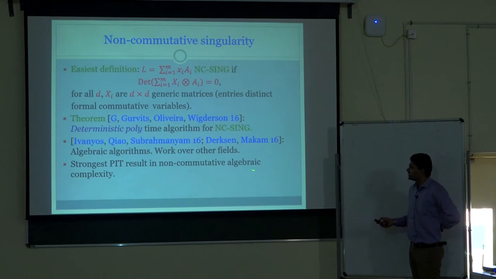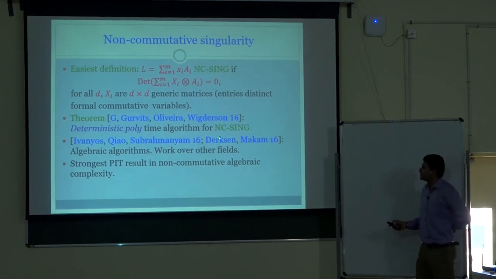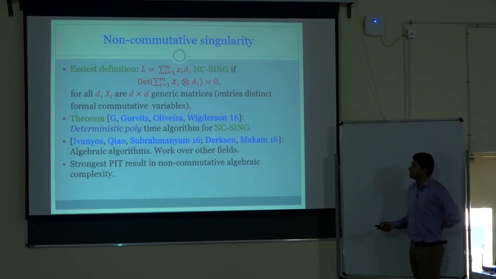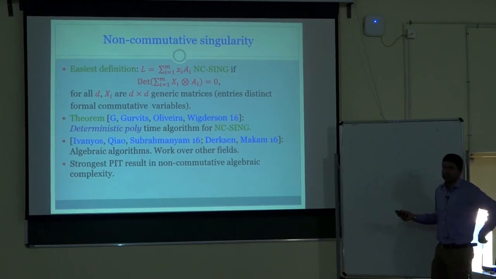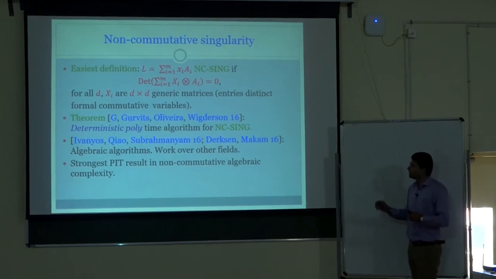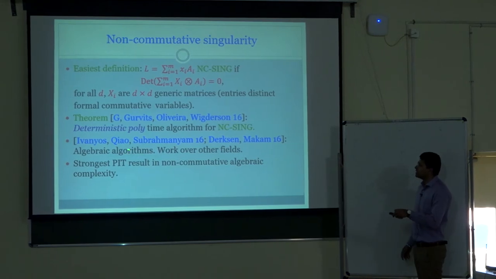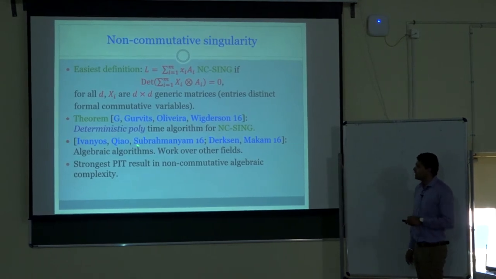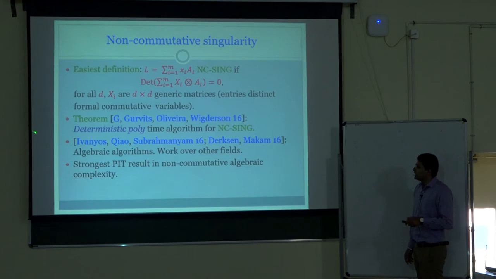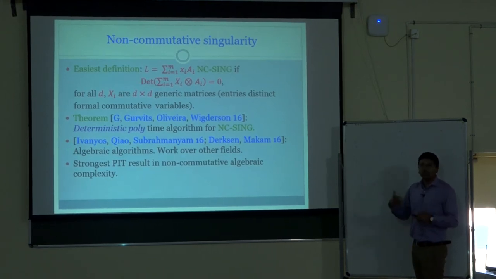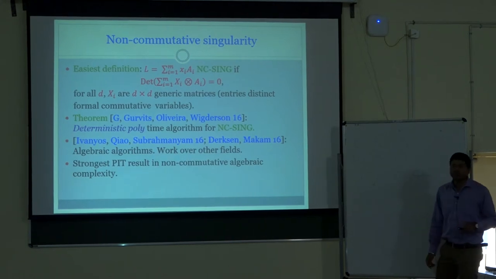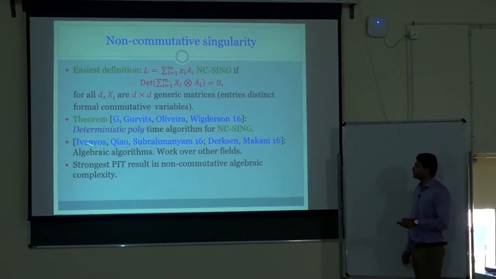And yeah, I want to say that after our work, Ivanyos, Qiao, Subrahmanyam and Dalton Malcolm also give algebraic algorithms which work over all fields. Our algorithm only works over complex fields, because it's analytic and needs this operator scaling business, but they give completely algebraic algorithms which work over all fields. And there's a very nice connection here. These algorithms are algebraic analogs of the augmenting path algorithms of Kavalin. So yeah, this is very cool stuff.